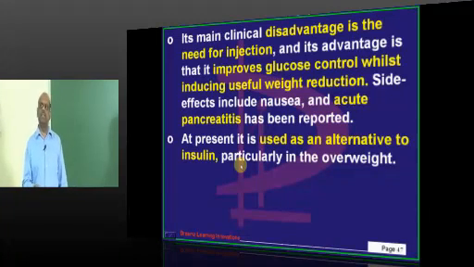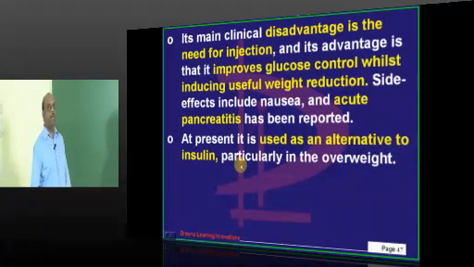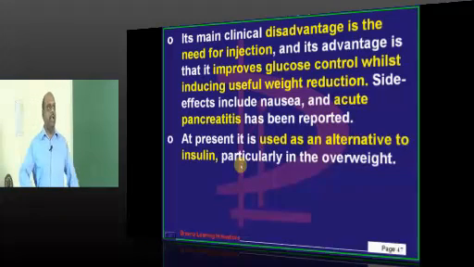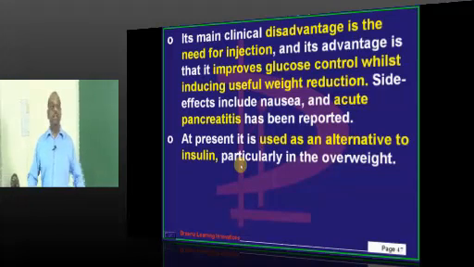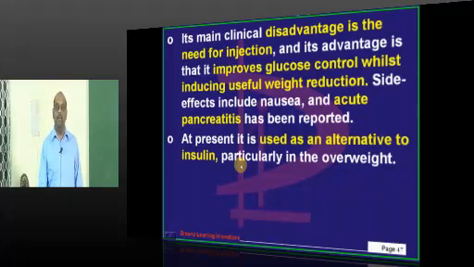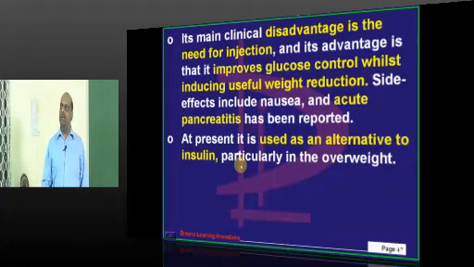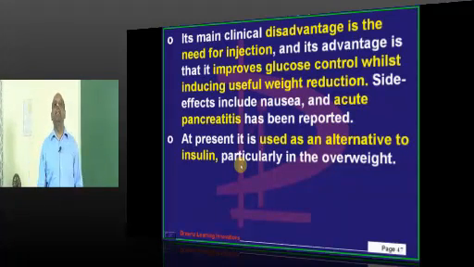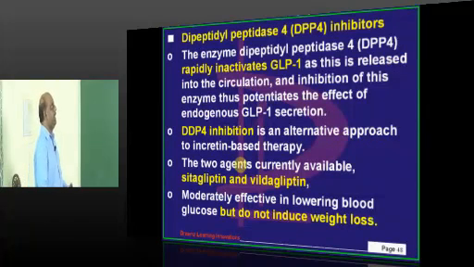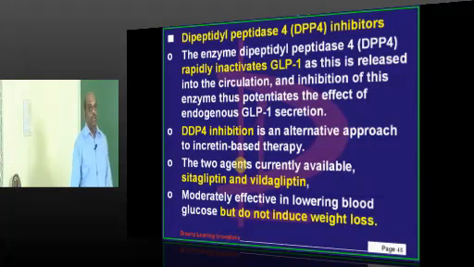At present, it is considered to be an alternative to insulin, particularly in people who are already overweight. Because if he is an overweight person and you are giving insulin, insulin itself being lipogenic will lead to problems. So there is a reason exenatide will not let the weight gain happen, is what you have to ultimately remember.